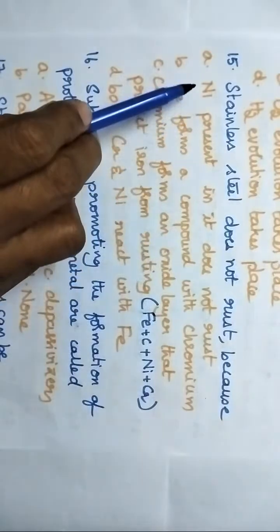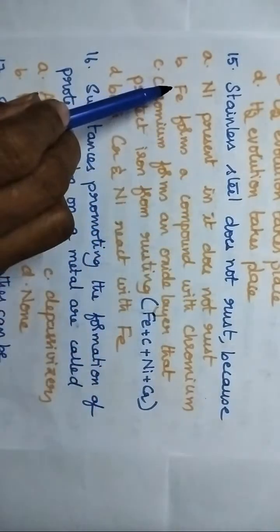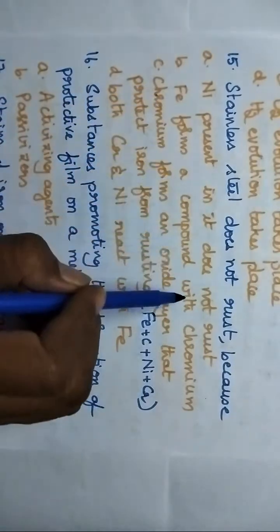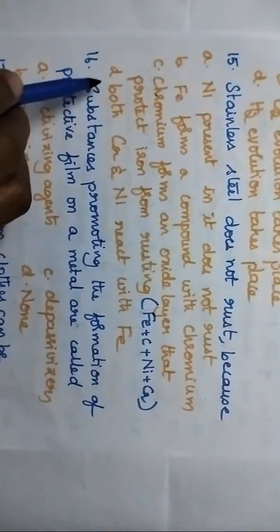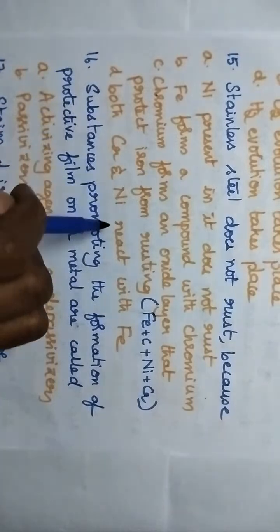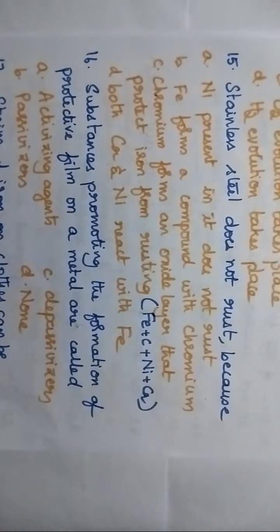Why? Option A, nickel present in it does not rust. Option B, iron forms a compound with chromium. Option C, chromium forms an oxide layer that protects iron from rusting. D, both chromium and nickel react with iron. What is your right option? Share your answer.